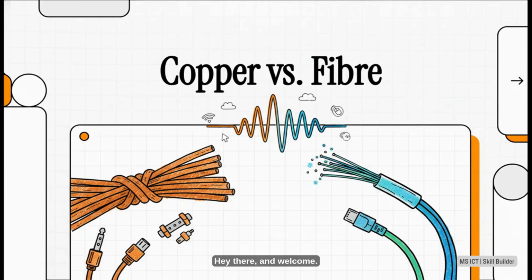Hey there, and welcome. Every time you stream a movie, click on a link, or hop on a video call, you're plugging into this massive, hidden, physical network. So today, we're going to pull back the curtain and look at the actual wires that make our digital world spin. The classic copper versus the super fast fiber.